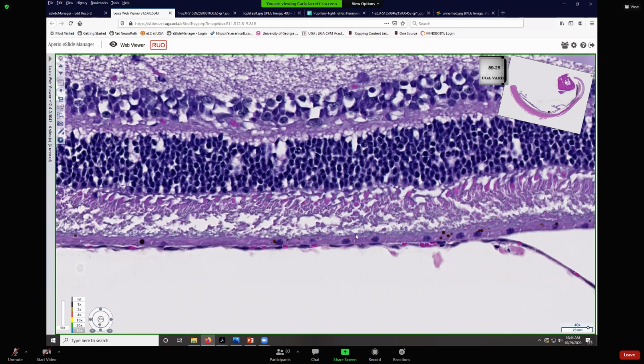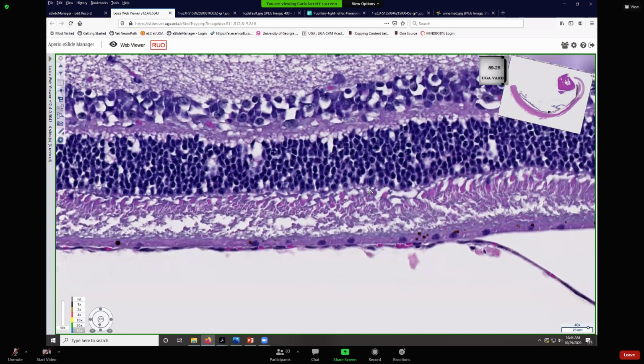Rods and cones actually extend from here all the way up to your outer plexiform layer. So from here all the way down here are their nuclei of the rods and cones, and then all the way down to the RPE, the retinal pigment epithelium. That's the full extent of the photoreceptor cells. These are the first neurons in the visual pathway. How do you tell the difference between rods and cones?